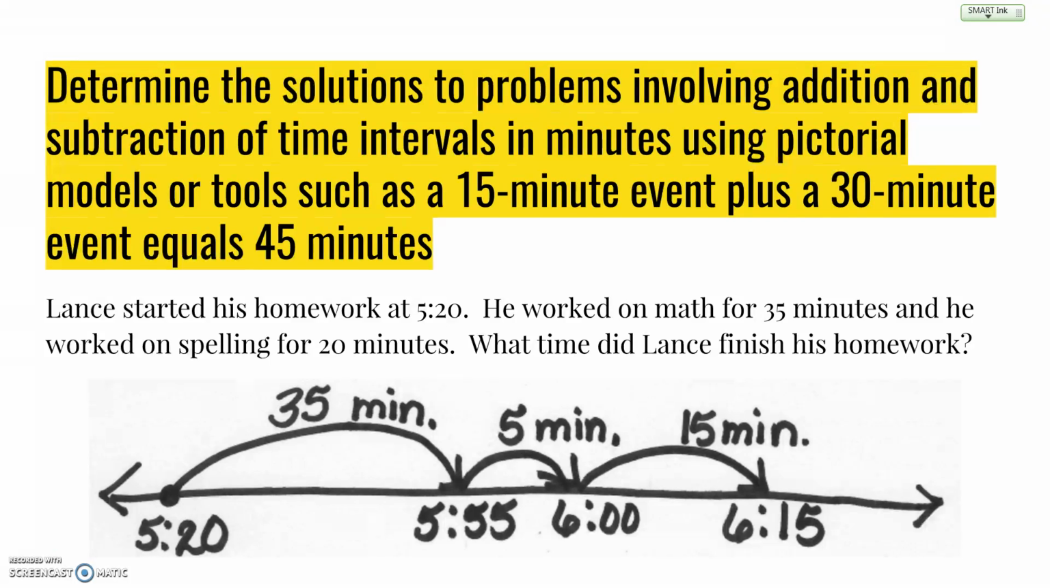So here we're using a pictorial representation that's a kind of time number line. So we put a dot to show that he started at 5:20. Then we jumped 35 minutes because that's how long he worked on math, and that took us to 5:55. And then we know he worked on spelling for 20 minutes. But if we just did a 5-minute hop, that got us to 6 o'clock. And then out of that 20 minutes, we still have 15 minutes left. So we hopped from 6 o'clock to 6:15, and we know that's the time that he finished.